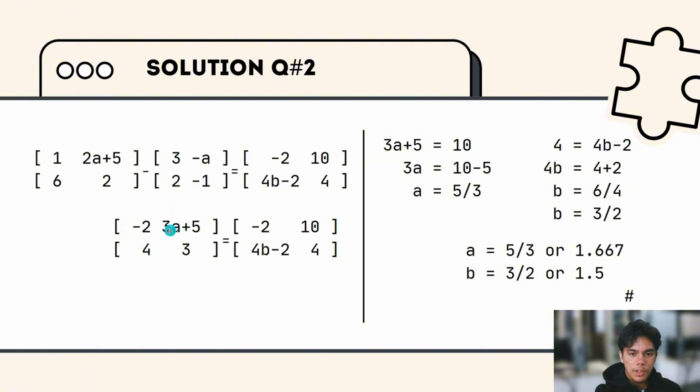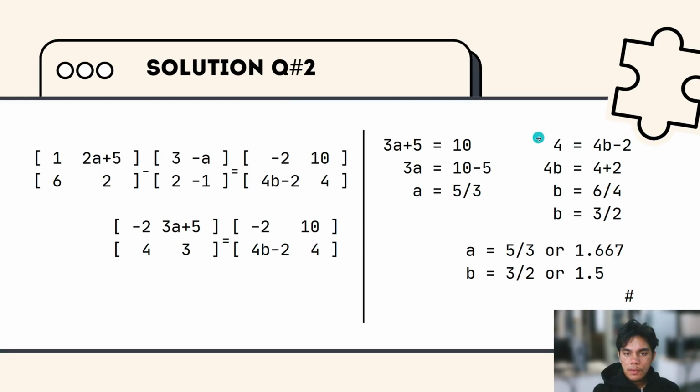From this comparison, we can make two equations to find the value of A and B. For this one, we take 3A plus 5 equals 10, and here 4 equals 4B minus 2. So how do we get the value of A? Firstly, we move this 5 over here, so we get 10 minus 5, which is 5. And then we need to move this 3 over here, so it's going to be 5 over 3. So the value of A is 5 over 3.